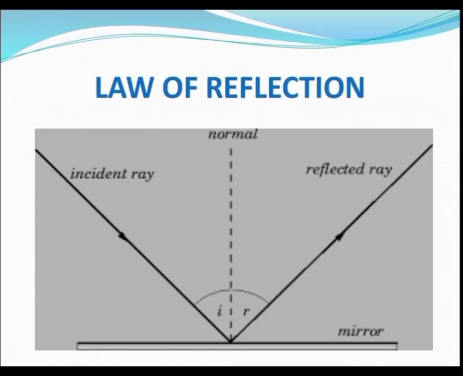Law of reflection. In the diagram, an incident ray is striking a mirror and we get a reflected ray. The angle between incident ray and normal is called angle of incidence, and the angle between reflected ray and normal is called angle of reflection.